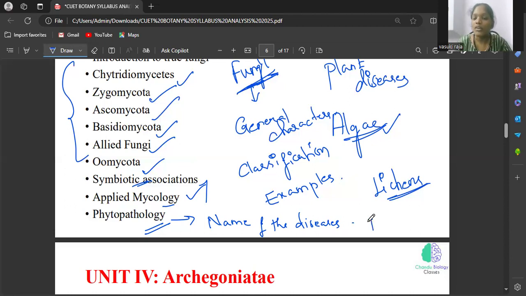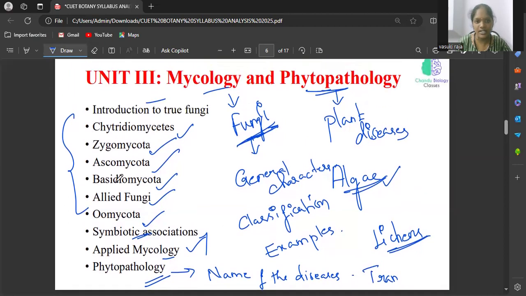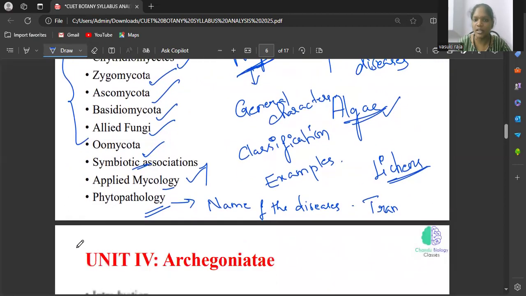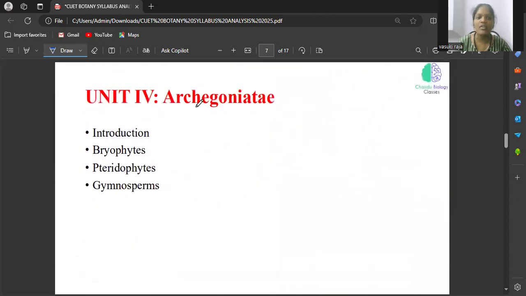And also what will be the transmission mode, which means the mode of transmission, how they are getting transmitted from one plant to another plant, and also how it can be prevented. Okay, so which herbicide, which fungicide, like that. We have to study prevention, how it can be prevented. Okay, so all these things will be discussed in detail under this unit 3, mycology and phytopathology. Okay, and unit 4 is archegoniata.